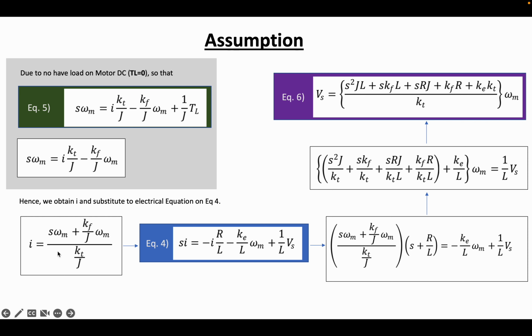So I will be substituted in the electrical equation, and then we get this equation, and we derive the equation, and in the last we found equation 6: Vs equals this equation multiplied by omega m.